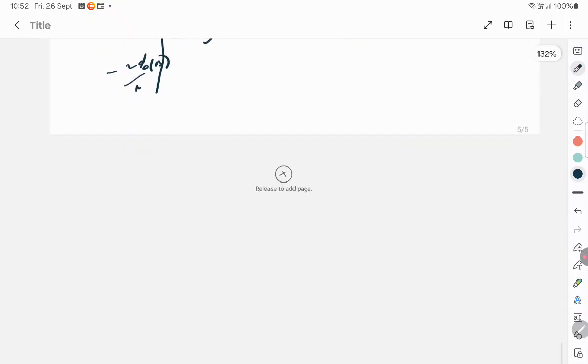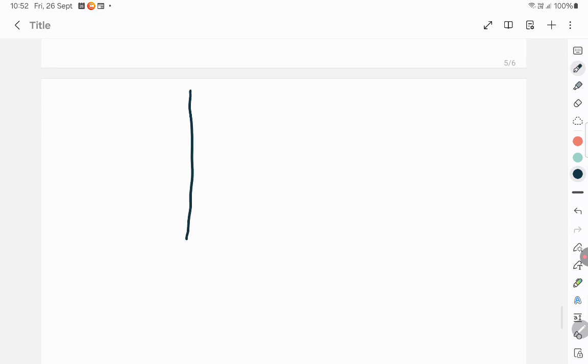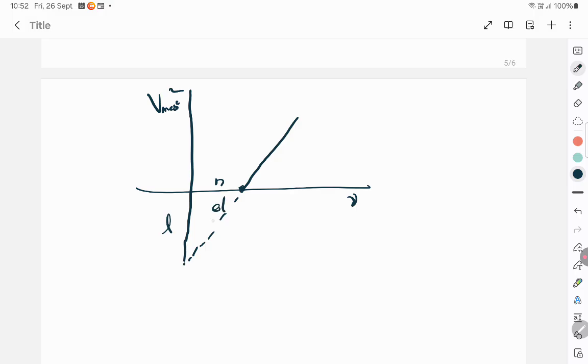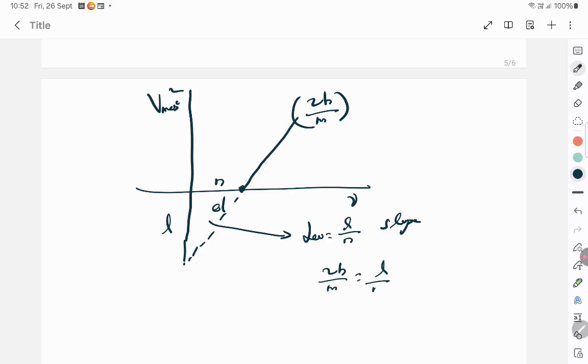Because they'll always ask you this question in the board exam. They will give you a graph like this, a graph between V max square and frequency, where the x-intercept is n and the y-intercept is L. From this, you write what is tan theta, which is L by n, which is the slope. But the slope in general for V max square versus frequency is 2h by m, we just learnt it. So you write 2h by m is equal to L by n. So h is L m by 2n, and thus you are able to arrive at Planck's constant using L and n given in the graph.